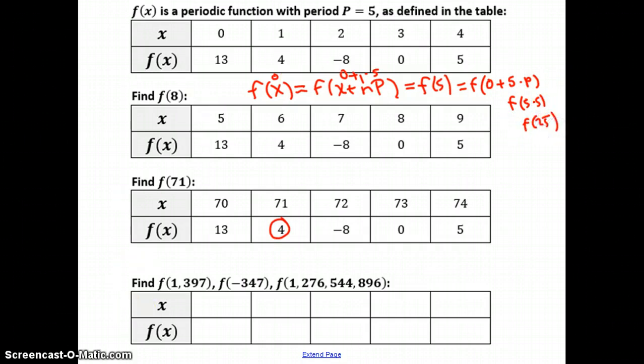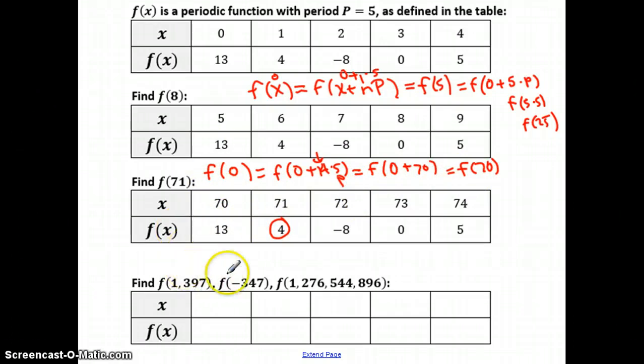And we can continue on and consider that f of 0 would be the same as f of 0 plus 14 times 5, which is f of 0 plus 70, which is f of 70. So what we're doing here is saying that no matter how many times I repeat, as long as I'm repeating by 5, I'm going to end up with the same y value.